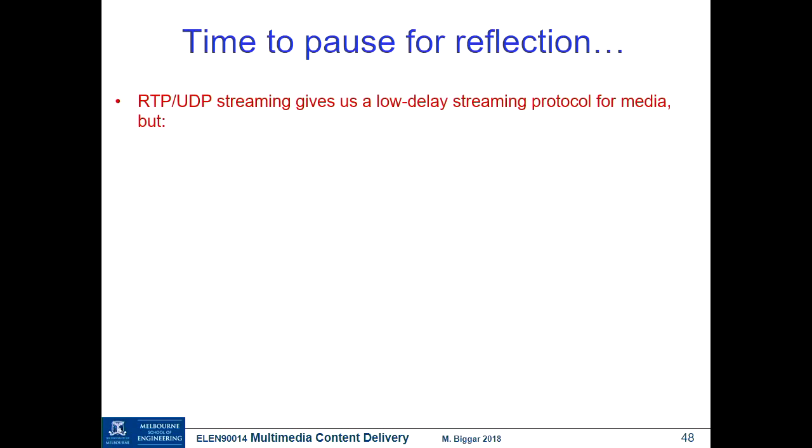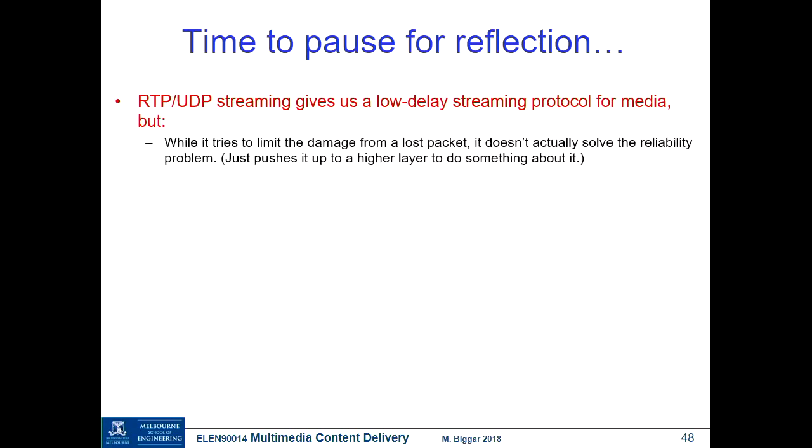So RTP UDP streaming gives us this low delay streaming protocol for media, which is certainly a useful thing to do. But while it tries to limit the damage from a lost packet, it doesn't actually solve the problem. All it does is limit the damage. It tries to make each packet independently decodable, so that if a packet is lost, hopefully it doesn't affect the next one. But it doesn't provide true reliability. All it does is push the problem up to a higher layer, so we might be able to do some concealment or somehow limit the damage. It doesn't provide true reliability.